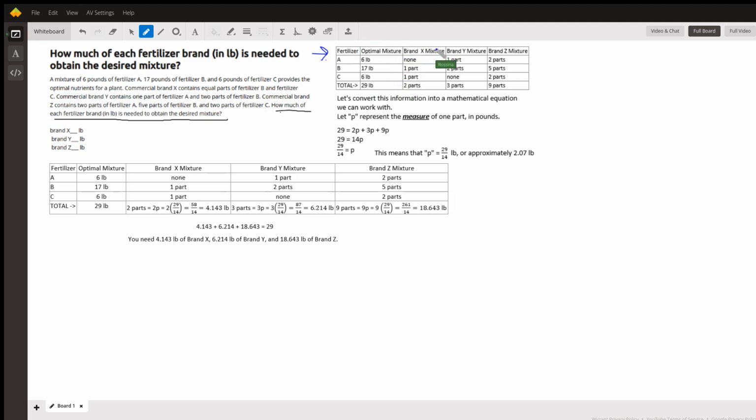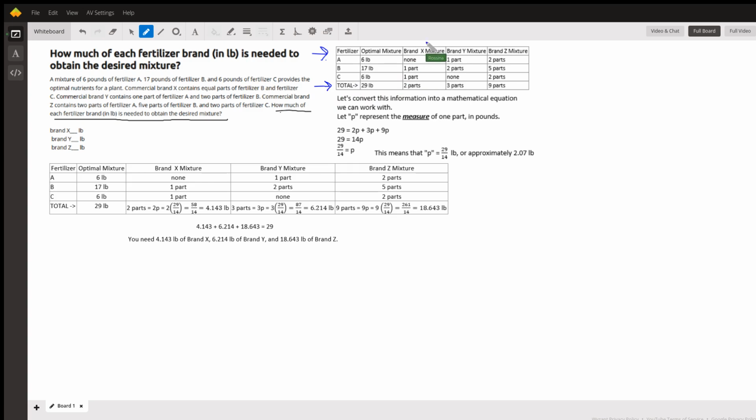And then let's organize our information for brand X mixture. We have nothing for fertilizer A, 1 part of B and C. For brand Y mixture, we've got 1 part of fertilizer A and 2 parts of B. And brand Z, 2 parts of A, 5 parts of B, and 2 parts of C. You'll notice I included a totals row down here, and that's going to help us to solve this problem.